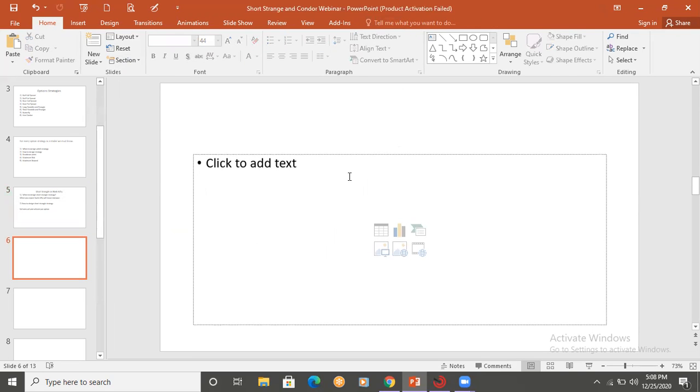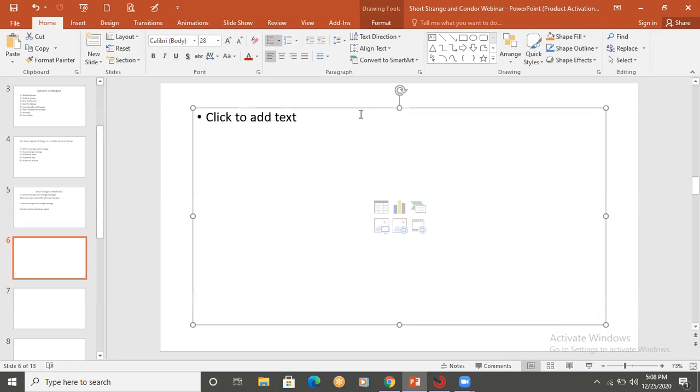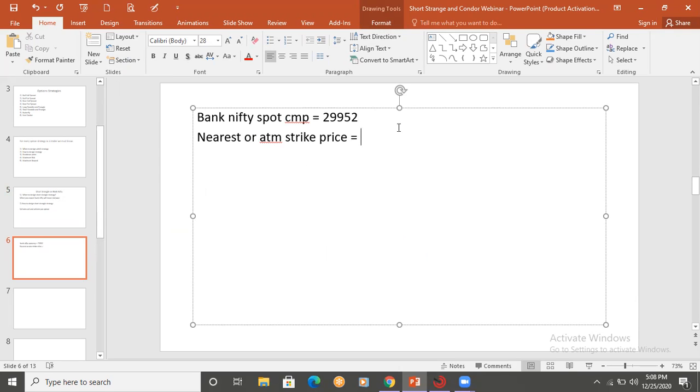Now let's understand in a better way. Let me take some numbers for you. Let's say, for example, Bank Nifty spot is currently trading at 29,952. This is the spot price. Now you need to select the nearest strike price, or in other words, the ATM strike price. So if Bank Nifty spot is 29,952, I can say the ATM strike price is 30,000.